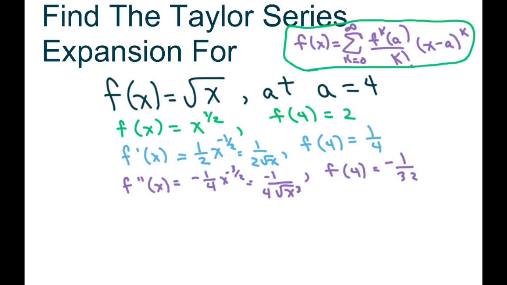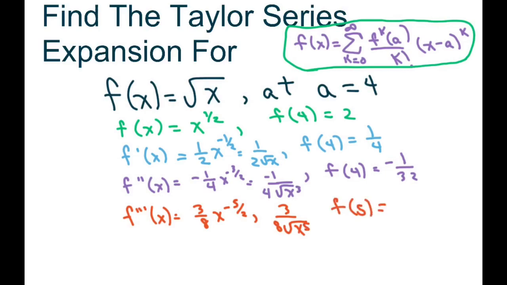And the next one, let's do our third derivative. That's going to be 3/8 x to the negative 5/2. And so that's really 3 over 8 square root of x to the 5th. So we have the third derivative at 4 equals 1 over 256. And we'll do one more.